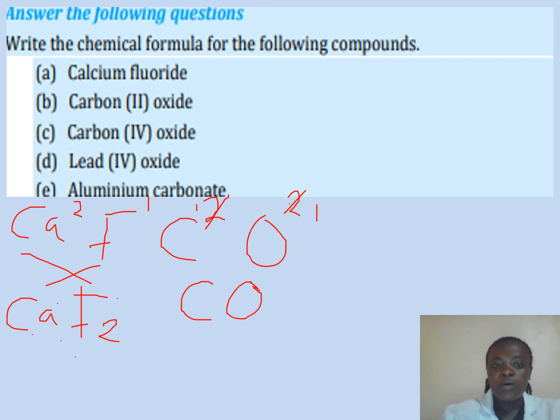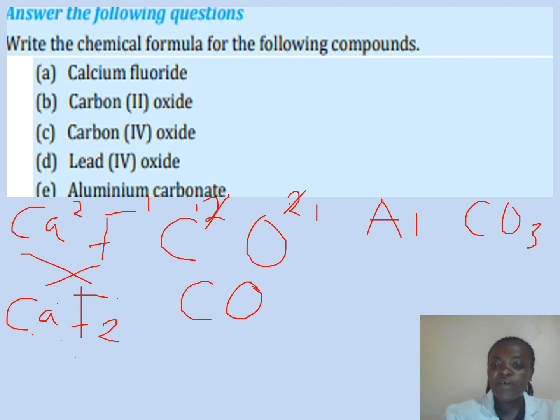What about aluminium carbonate? So let us write the symbol of aluminium. The chemical symbol of aluminium is capital A and small l. That of carbonate, it's a radical. We have C, we have O, then we have 3 here.